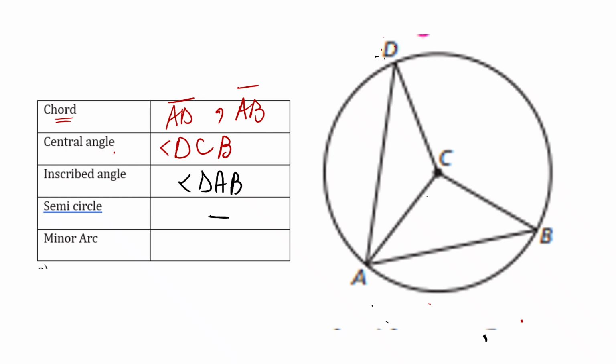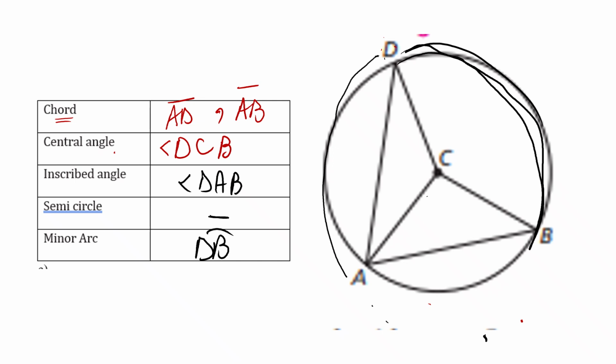Now, what is the minor arc? I can say that arc DB is the minor arc. This is the small part of the arc. So I can write here DB is a minor arc. Even my arc DA is a minor arc. Arc AB is a minor arc.